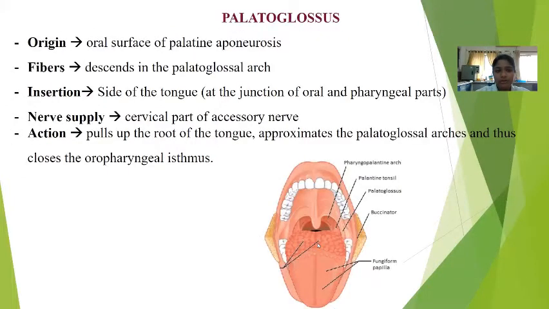Coming to palatoglossus. The origin is the oral surface of the palatine aponeurosis. Fibers descend in the palatoglossal arch. Insertion is into the side of the tongue at the junction of oral and pharyngeal parts. Nerve supply: cervical part of the accessory nerve. Action: pulls up the root of the tongue, approximates the palatoglossal arches, and thus closes the oropharyngeal isthmus.